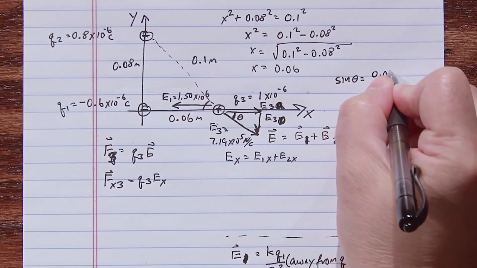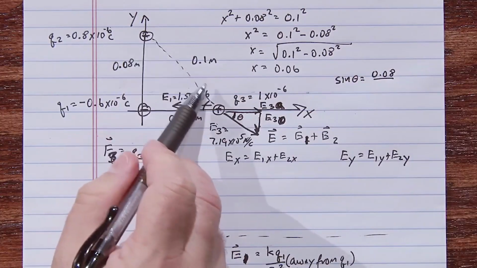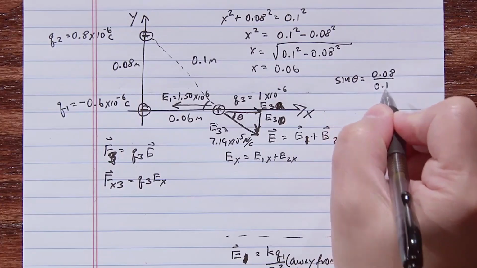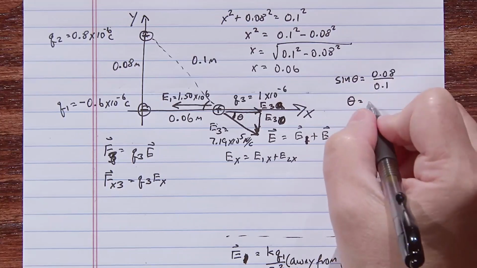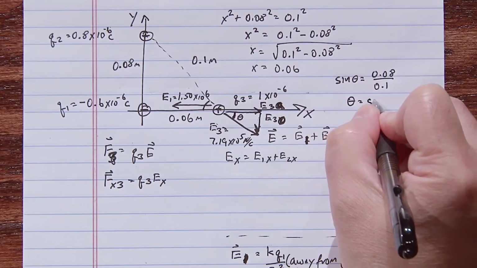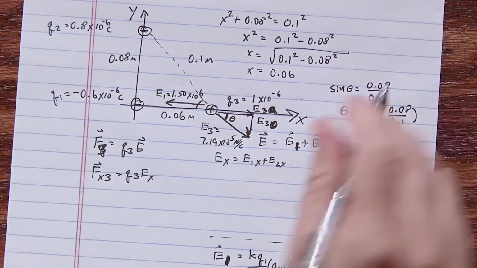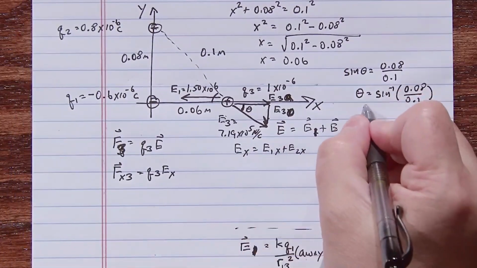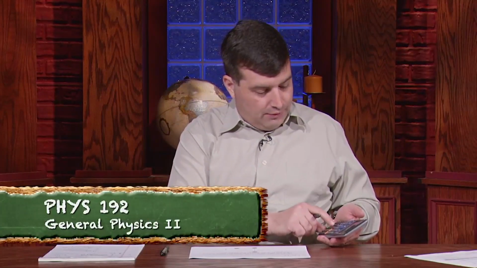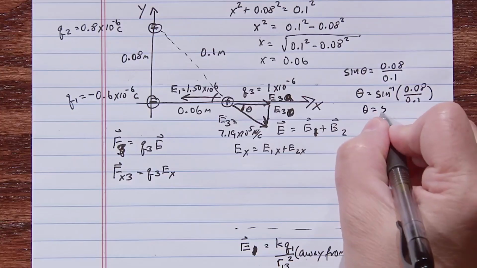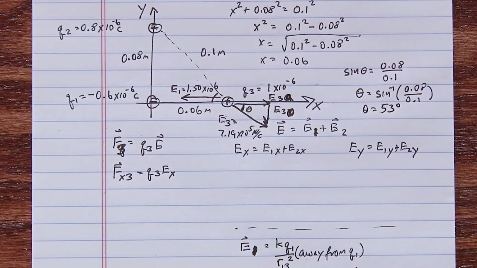So sine of theta is going to be 0.08 divided by the hypotenuse, 0.1. So theta is equal to the inverse sine of 0.08 divided by 0.1, and that gives me 53 degrees.